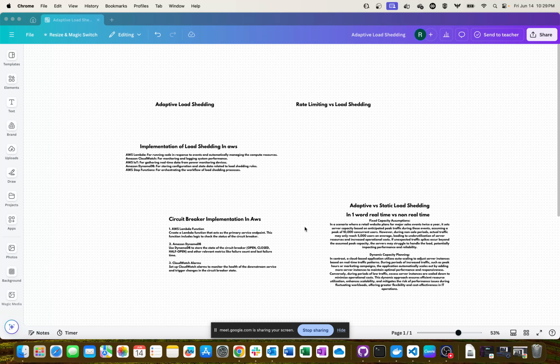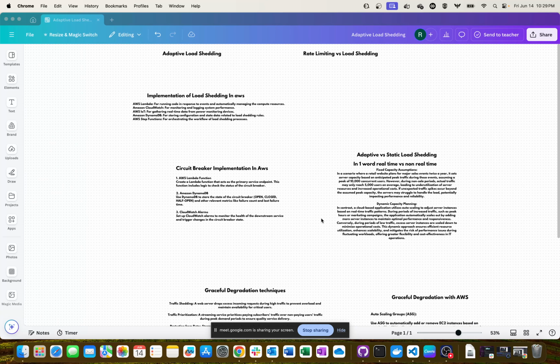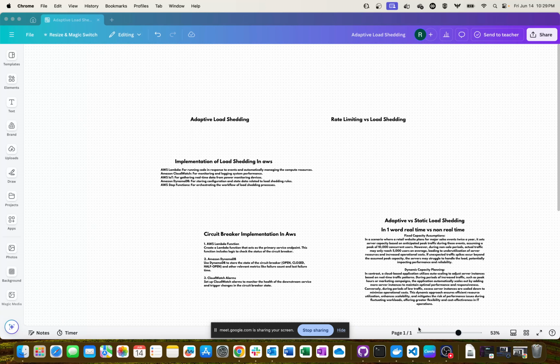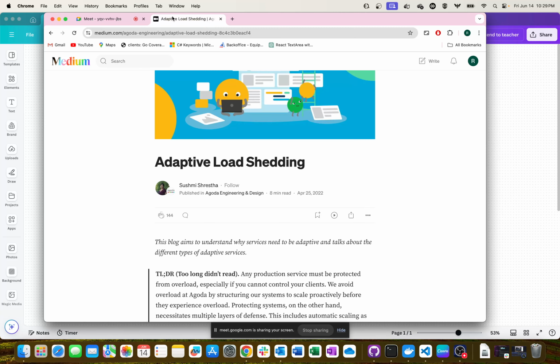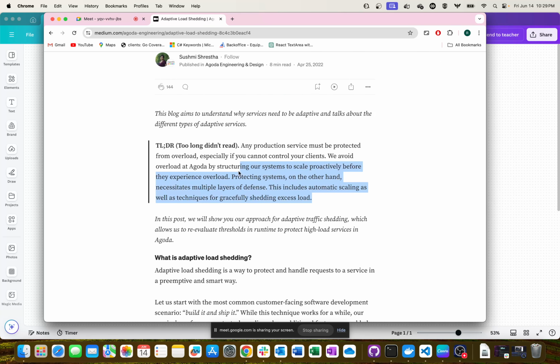So let's try to understand as we read this paper. There are these various explanations, and I've drawn them down. This paper talks about adaptive load shedding. I'll just read this paper: why services need to be adaptive, and the different types of adaptive. Any production system must be protected from overload, especially if you cannot control your clients. This is a scene that I remember from a previous company.